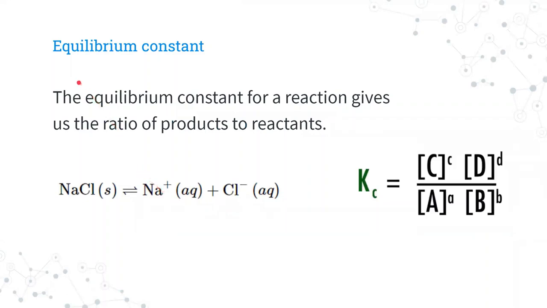If you're unfamiliar with level 2 aqueous, the most important concept to cover is the equilibrium constant. The equilibrium constant for a reaction gives us the ratio of products to reactants. You can see in this equation here, we've got the concentration of our products, C and D, and we divide it by the concentration of our reactants, A and B.